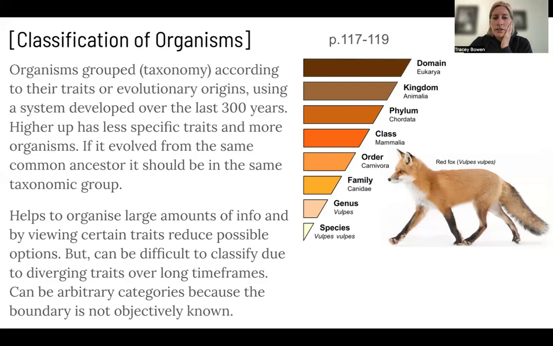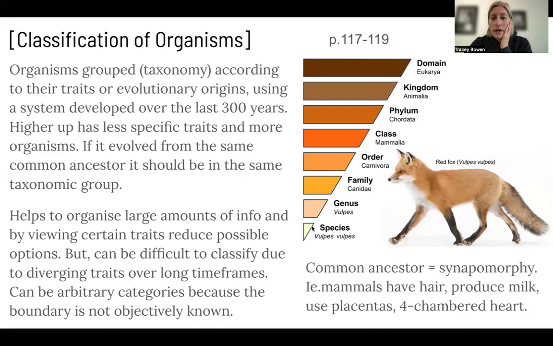But it can be difficult to classify organisms due to diverging traits, meaning their traits look different over long time frames. And it can be arbitrary categories because there's no objective boundary known as to whether or not that organism belongs in that family necessarily, or if it's a separate species, for example.